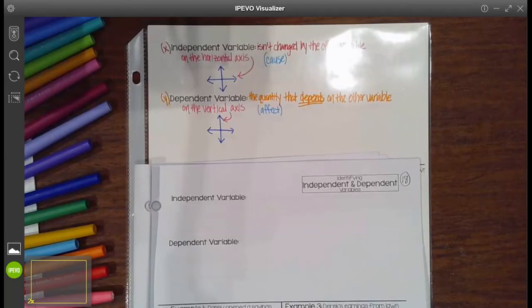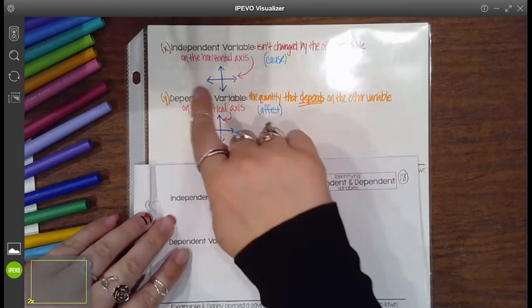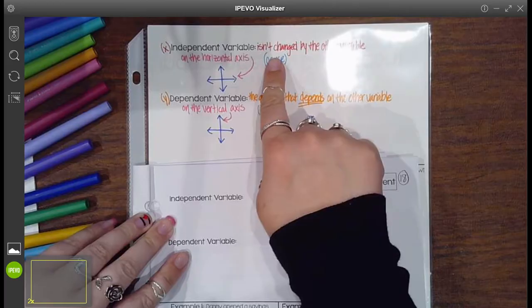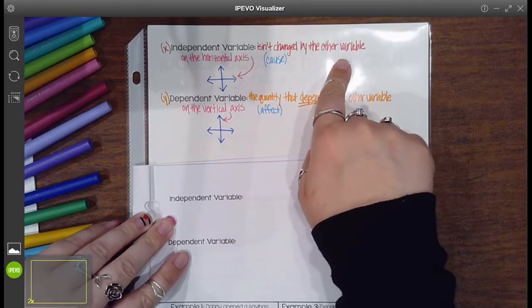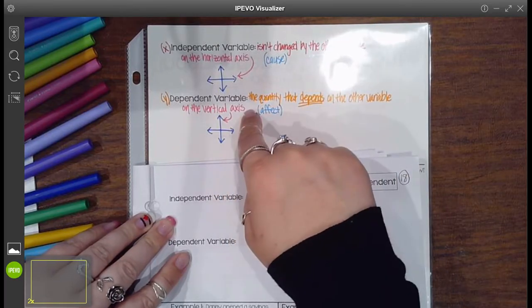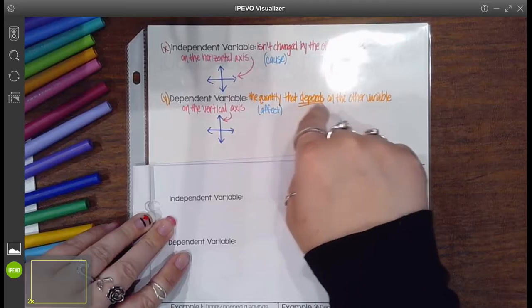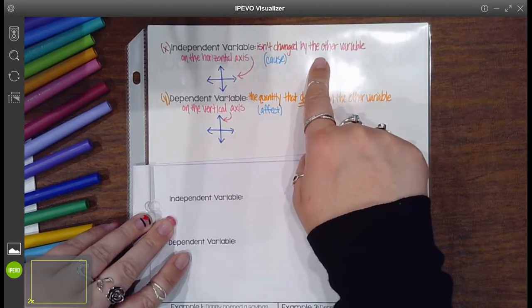Hello, my little mathematicians. Today, we're going to focus on identifying the independent and dependent variable from both a table and a graph. Okay, so first of all, let's review. The independent variable isn't changed by the other variable, versus the dependent variable is the quantity that depends upon what happens to the other variable.